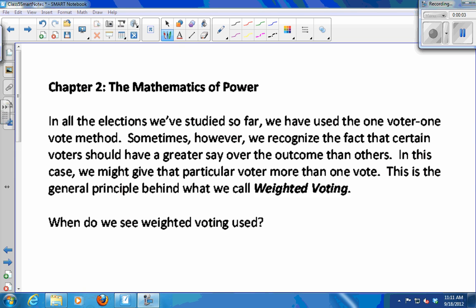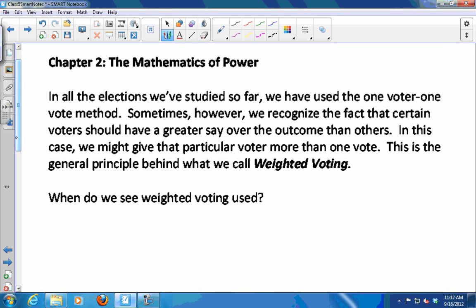Moving on to Chapter 2, the mathematics of power. In all the elections we've studied so far, we've used the one voter, one vote method, where everyone's voice counts equally. But sometimes we recognize that certain voters should have a greater say over the outcome than other voters. In this case, we might give that particular voter more than one vote. This general principle is called weighted voting.